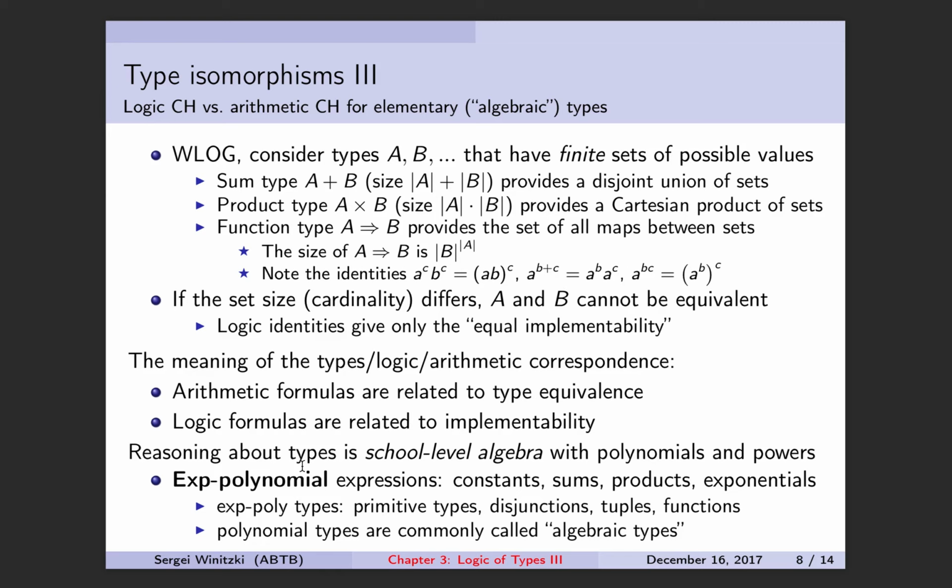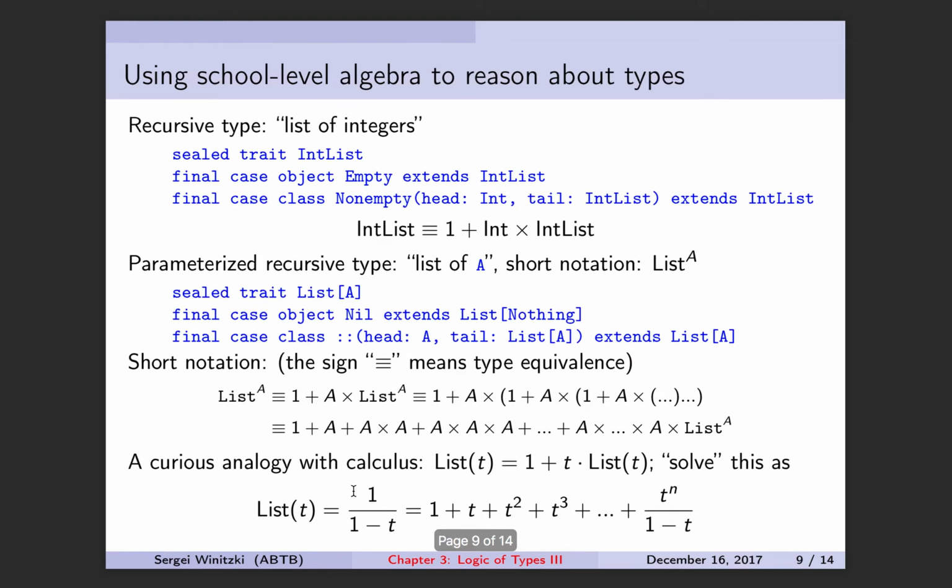To summarize this, I talk about exponential polynomial expressions, that is, expressions made up of variables and operations plus, times, and implication or exponential in the arithmetic. So these are exponential polynomial types that are made out of these operations. And algebraic types, what people call algebraic types, is actually polynomial types. That is, types made only out of these two operations without this. So I introduce this terminology.